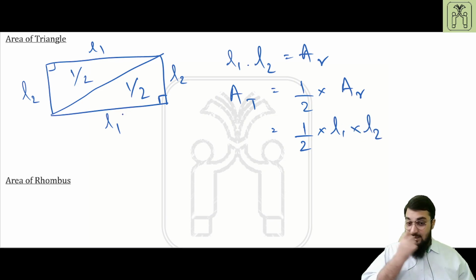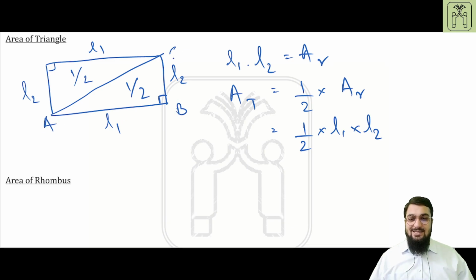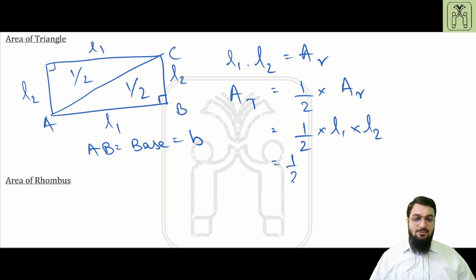Here we see that L1 can be written as the base of the triangle. If we talk about triangle ABC, AB is the base of the triangle, which can also be written as B. So it will be half into B, and L2 can be written as the height of the triangle. Therefore, BC is equal to H, the height of the triangle.